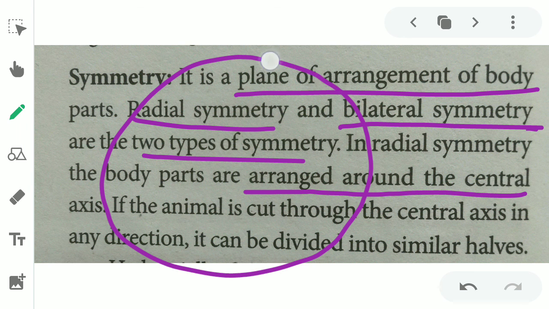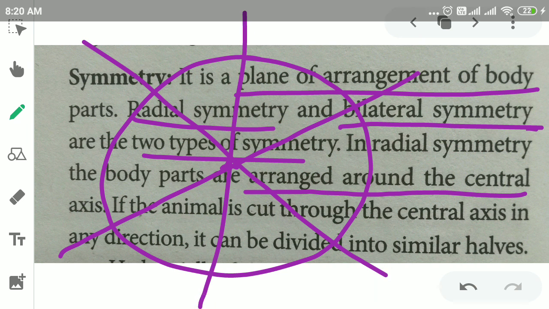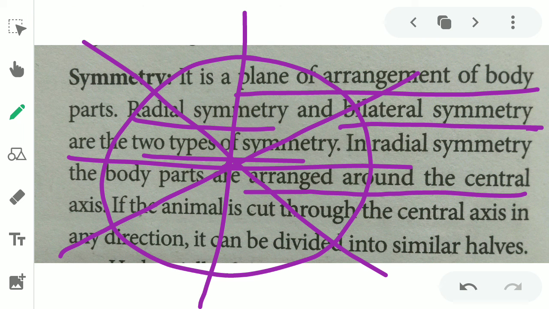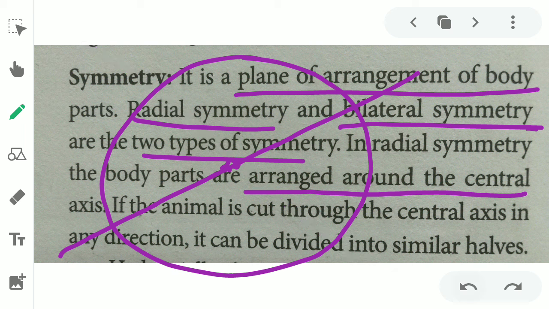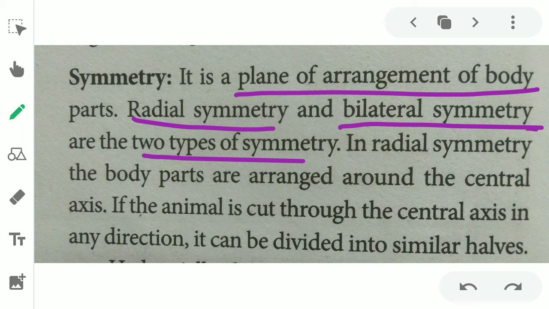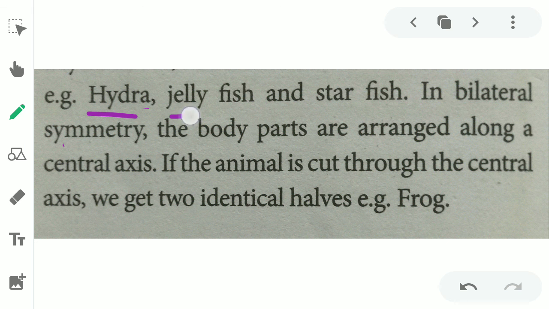For example, this is one organism. The organs are arranged around the central axis. We can cut the organism into equal halves in any plane, any axis. That is radial symmetry. In any plane we can cut, the organism will divide into equal halves. That is radial symmetry. The best examples for radial symmetry are Hydra, jellyfish and starfish.